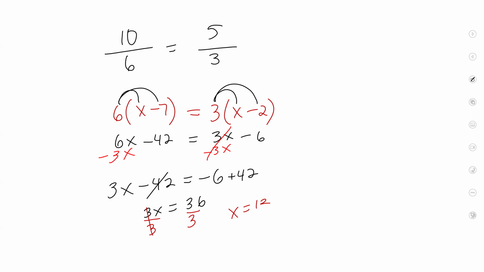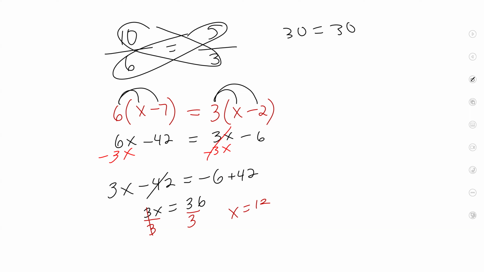All right, cross multiply. 6 times 5, that's 30. 10 times 3, that's 30. So guys, whenever I plugged in 12, it made sense. The fractions were the same. That's how you check your answer. You will get extraneous answers during this unit, where if you plug it in, you don't get a match.